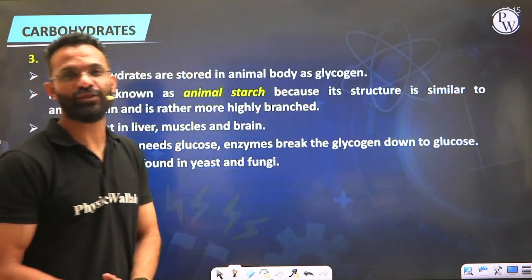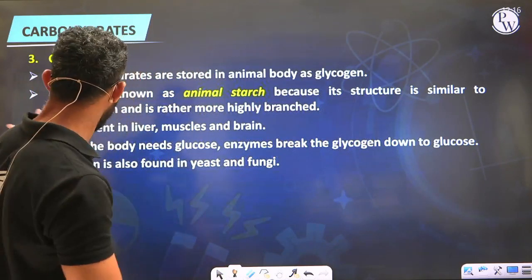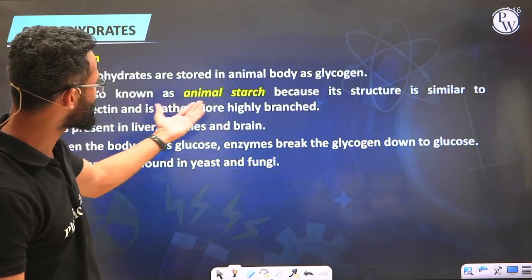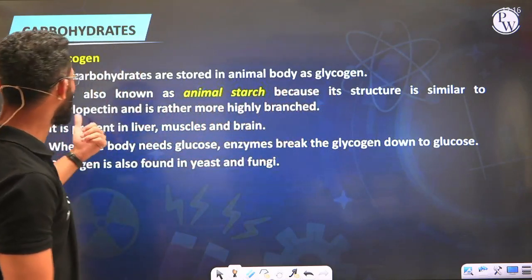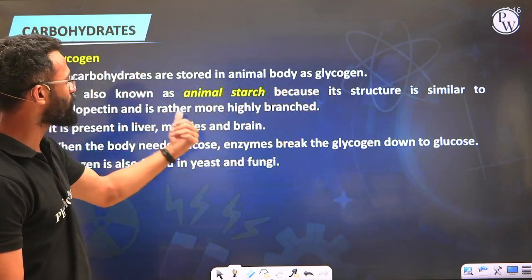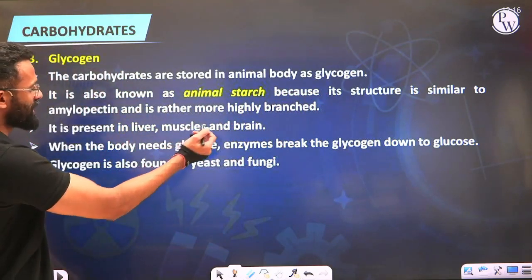It's just that the structure of glycogen is going to be more complex than that of amylopectin. So it is also known as animal starch because its structure is similar to amylopectin and it is rather more highly branched. It is found in liver, muscle and brain.